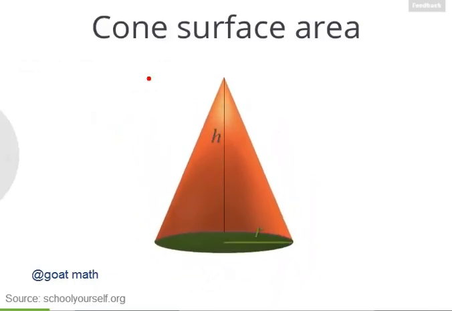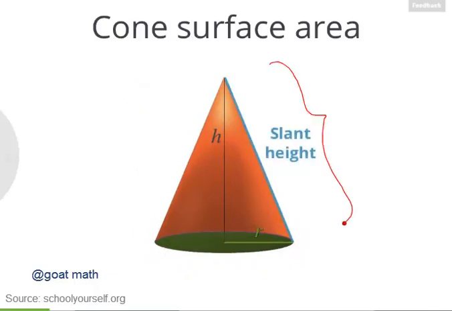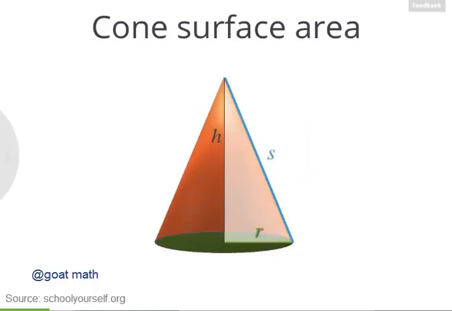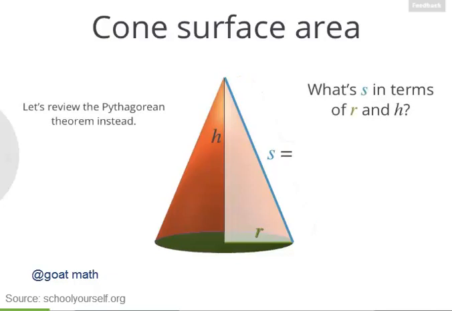Before we find the area of this cone's lateral surface, let's first calculate its slant height, which is the length of this straight line connecting the apex of the cone to a point on the circular base. Suppose the slant height of this cone is s. Notice that the cone's radius, height, and slant height form a right triangle where the slant height is the hypotenuse. So use the Pythagorean theorem to find an expression for s in terms of r and h.